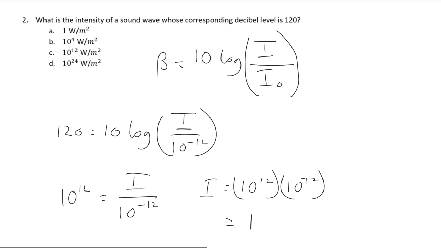This means that if you are told that the sound level is 120 decibels, then that sound has a power of 1 watt per meter squared. Remembering that power is energy per time, 120 decibels corresponds to a sound wave that has 1 joule of energy per square meter per unit of time, per second. Thus, the correct answer in this case is option A.